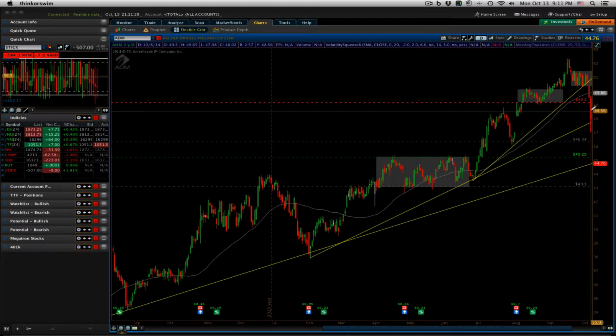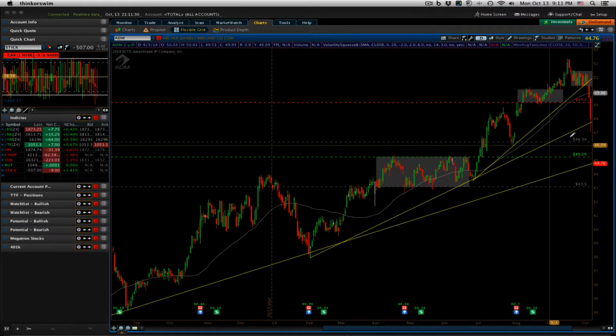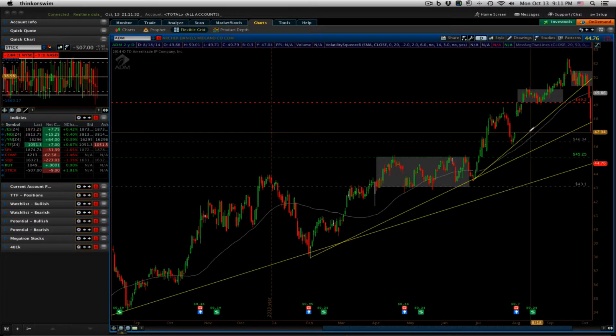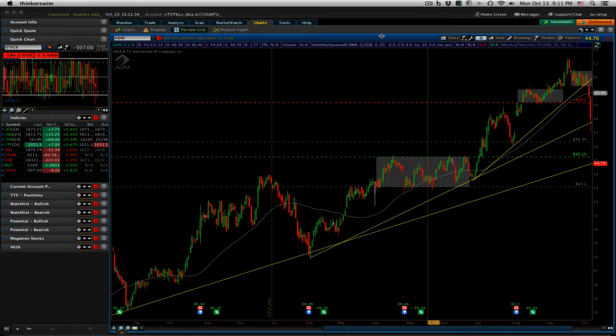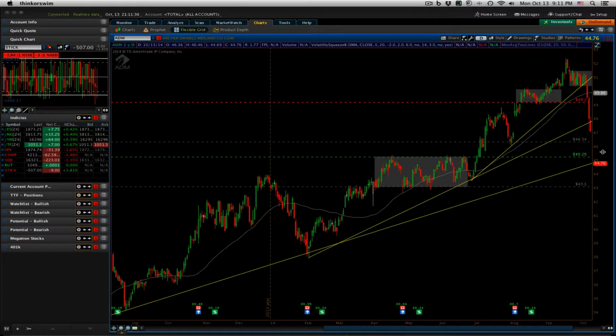So this was our trigger bar. You could see it came right into this old trend line here. After that trigger bar, we exited the next morning at the open right here at 47.89. Unfortunately, there was a good amount of slippage from 49.20 to 47.89, but the fact is we still locked in $2.50 in the trade.